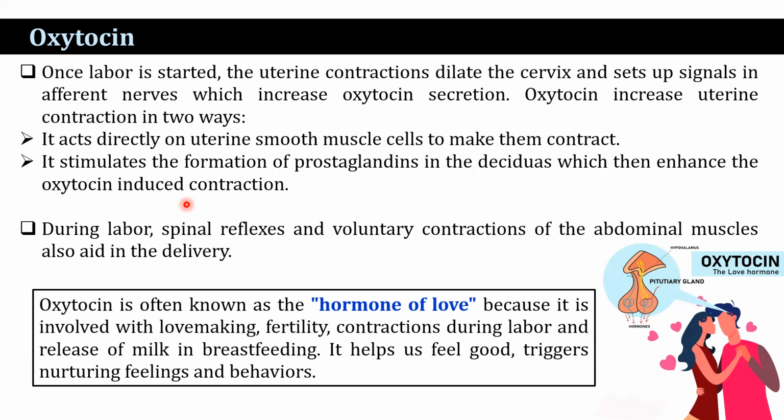Oxytocin is known as the hormone of love because it is involved with love making, fertility, contraction during labor, and release of milk in breastfeeding. It helps us feel good, and triggers nurturing feelings and behavior. So it is also known as the cuddle hormone.